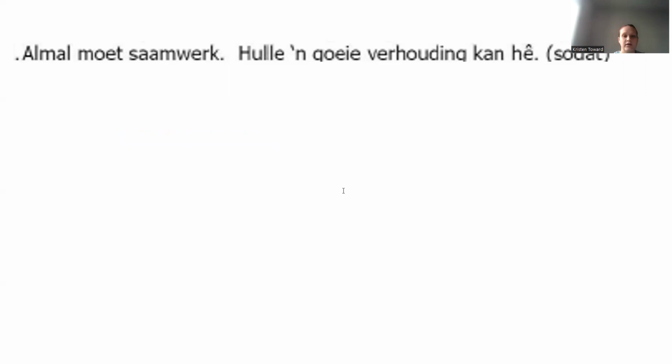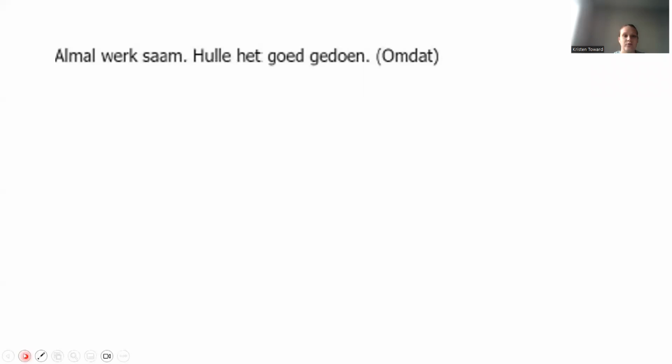So I really want to find a nice group 3 question where we can get the formula down. Okay, omdat. Okay, so because of the dot, I can say it's a group 3. So, almal werk saam. Omdat hulle het goed gedoen. Hulle goed gedoen het. So het was our verb 1, so I took it to the end, and what was left I wrote before that. So hulle goed gedoen het.